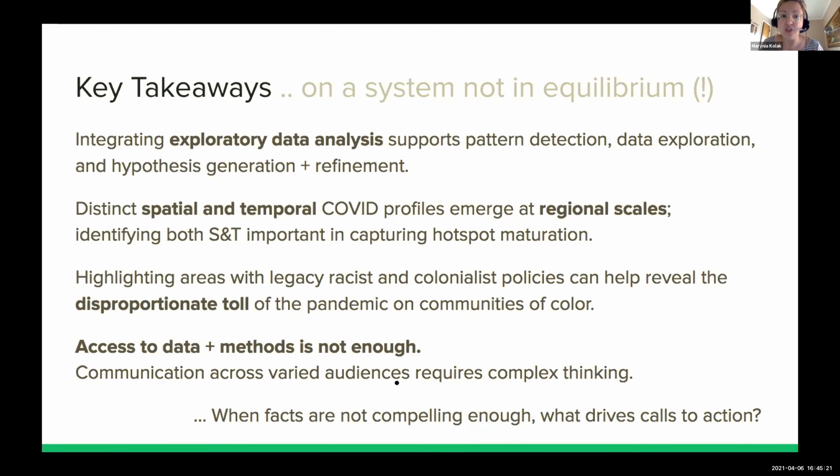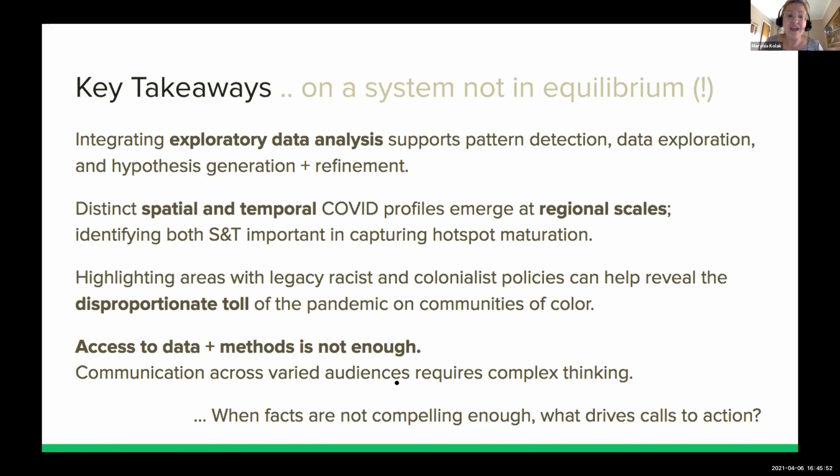And that's a tradition that has, again, some serious precedents in science. We need to distinguish and make distinct spatial and temporal COVID profiles that will be emerging at different regional scales. We need to highlight areas with legacy racist and colonial policies that will help impact the disproportionate toll of the pandemic on communities of color, right? So these things don't ever happen in isolation. You're going to find markers of that in the spatial data.